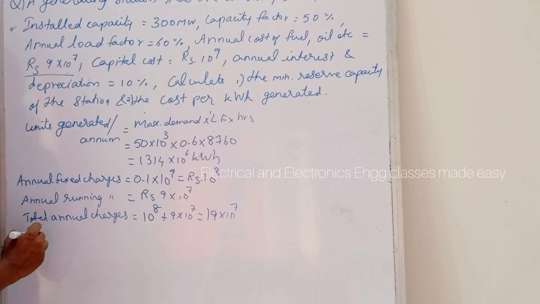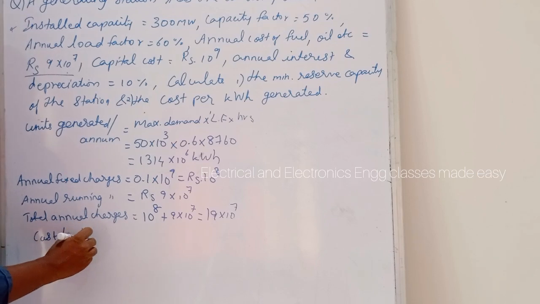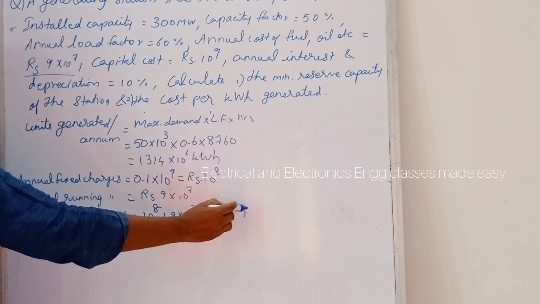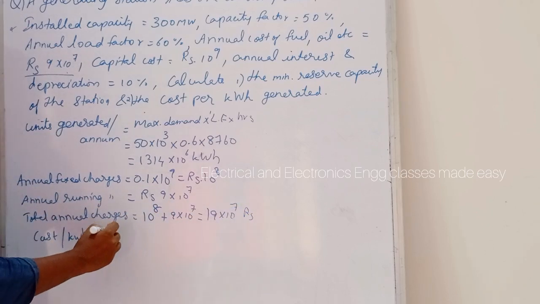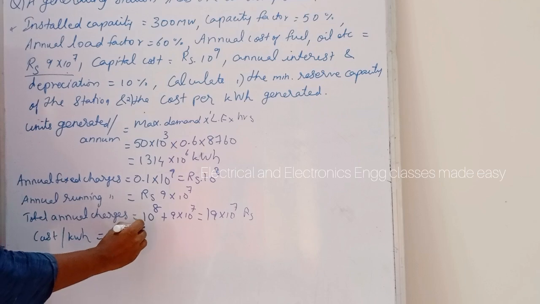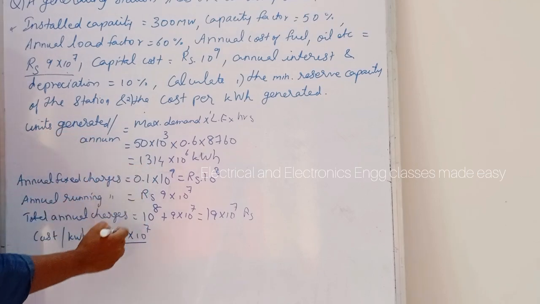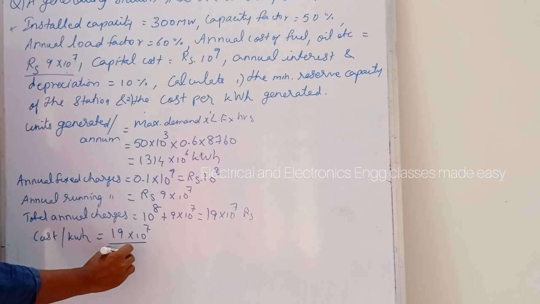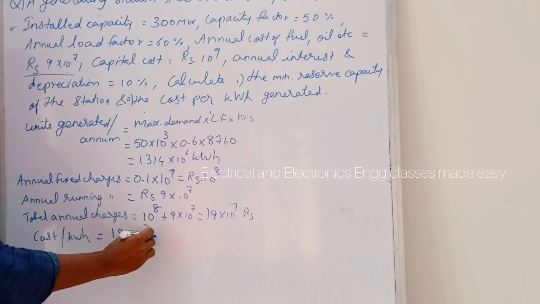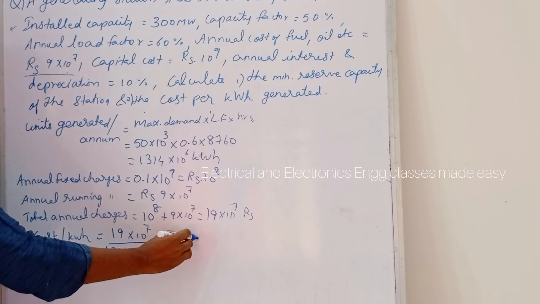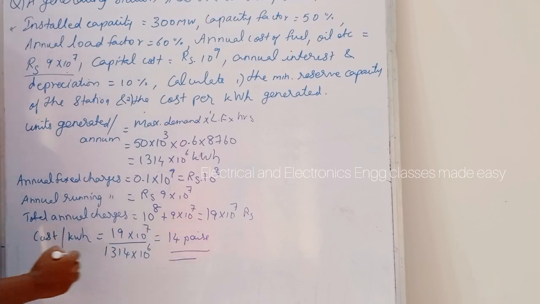Now we can find the cost per unit generated. So cost per unit generated is equal to, cost is, here this is rupees, so 19 into 10 raised to 7 divided by units generated, that is 1314 into 10 raised to 6, and we get it as 14 paise. So this is the cost per unit generated.